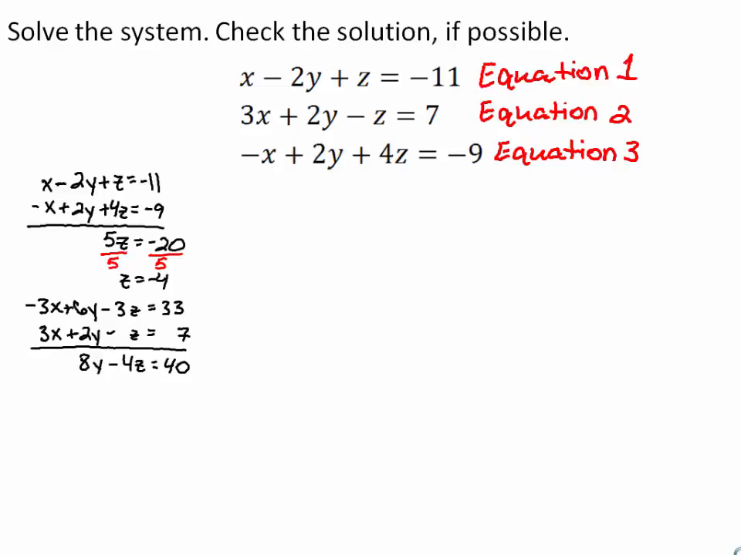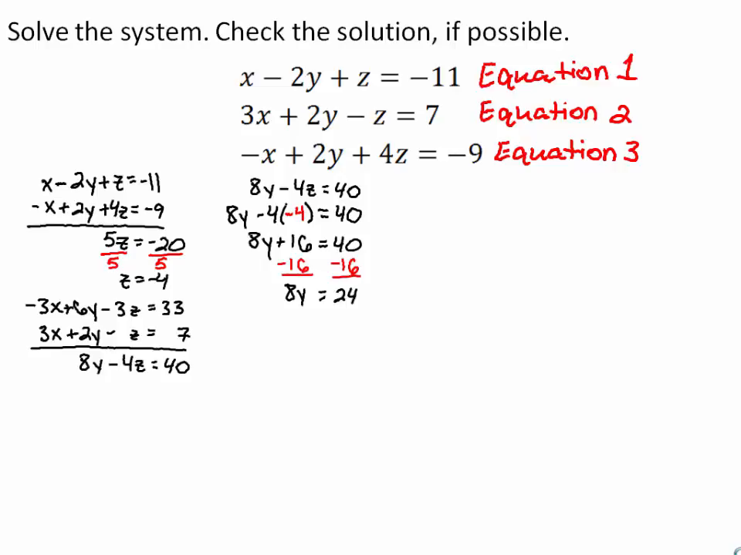To do this, substitute z equals negative 4 into 8y minus 4z equals 40. Negative 4 times negative 4 is 16, so you have 8y plus 16 equals 40. To solve for y, first subtract 16 from each side, giving you 8y equals 24. Then divide each side by 8, leaving you with y equals 3. Now substitute y equals 3 and z equals negative 4 into an original equation and solve for x.